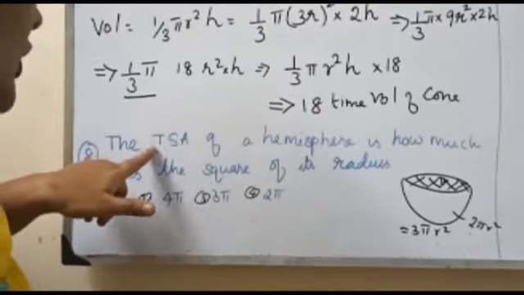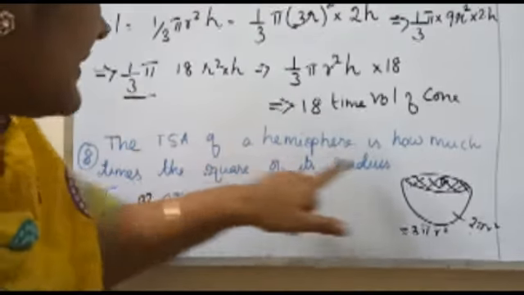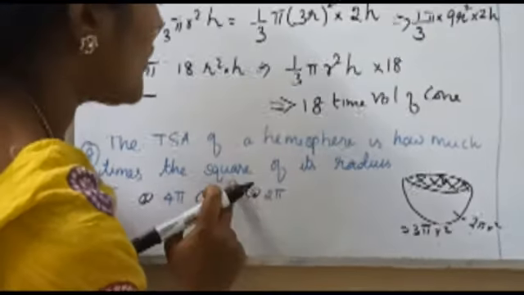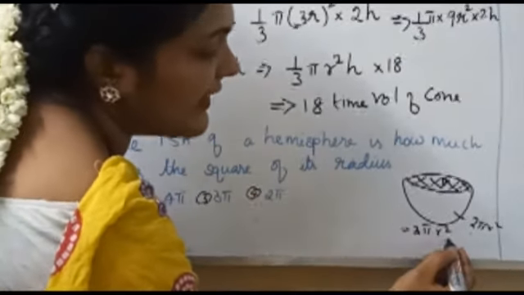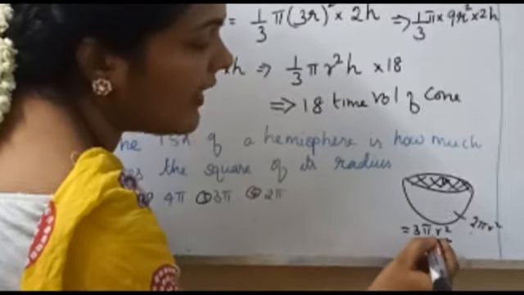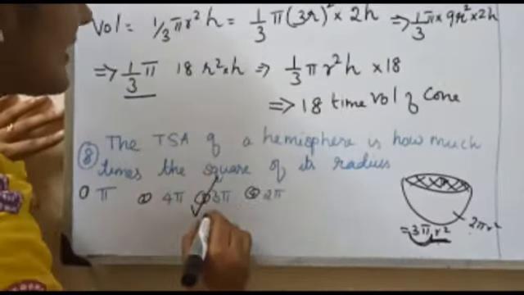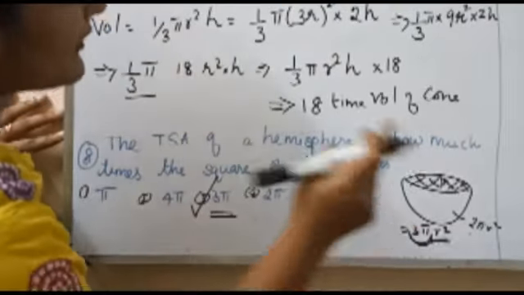So what they are asking, we know the formula 3 pi r square. Here they are asking: total surface area of hemisphere is how many times the square of its radius. Here the square of the radius is r square. How many times? 3 pi times. So the answer is the third answer, 3 pi times the square of the radius.